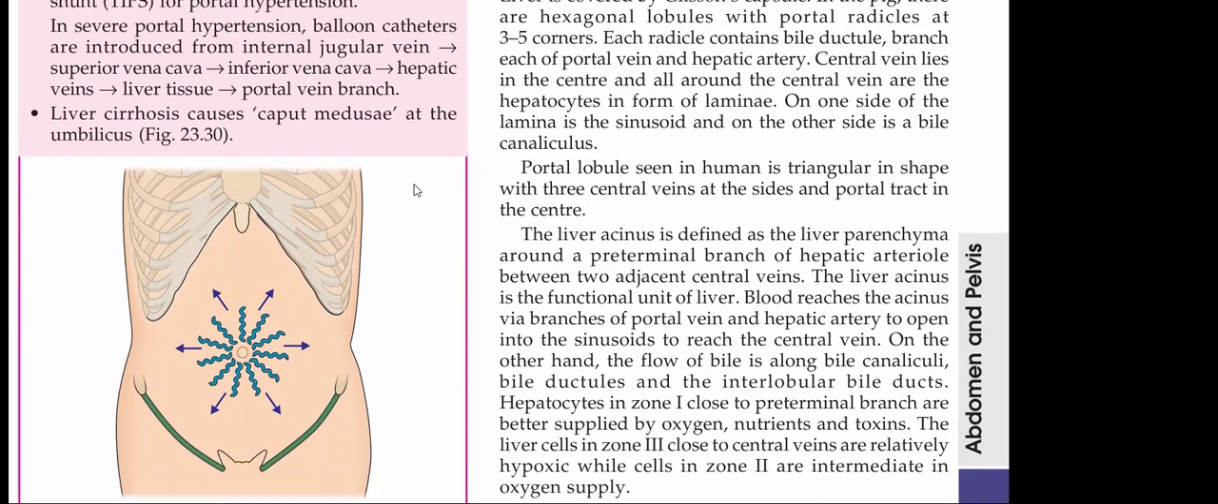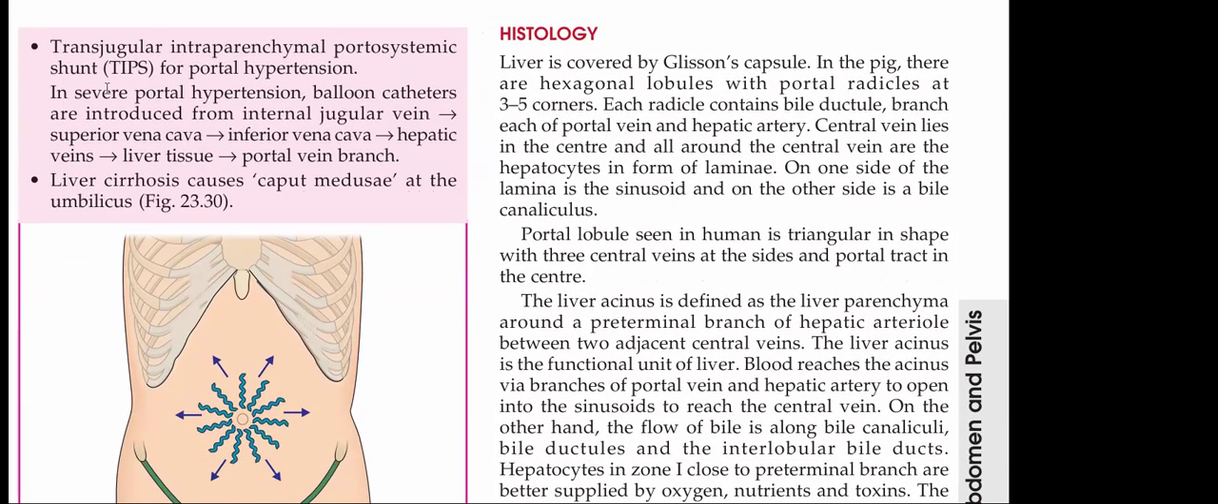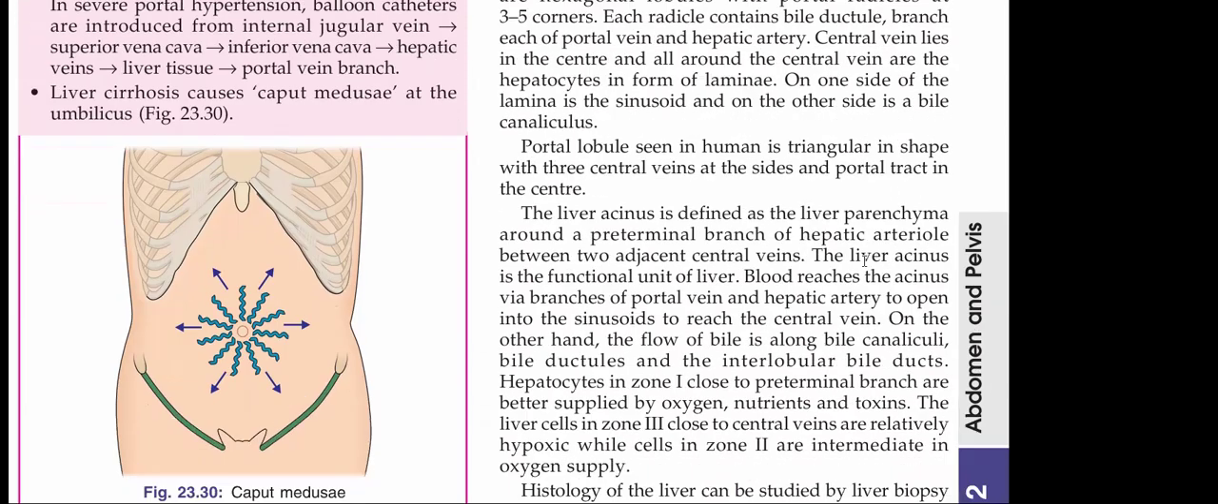Histology. Liver is covered by Glisson's capsule. In the pig, there are hexagonal lobules with portal radicals at 3 to 5 corners. Each radical contains a bile ductule and a branch each of the portal vein and hepatic artery. Central vein lies in the center and all around the central vein are the hepatocytes in the form of laminae. On one side of the lamina is the sinusoid and on the other side is the bile canaliculus.